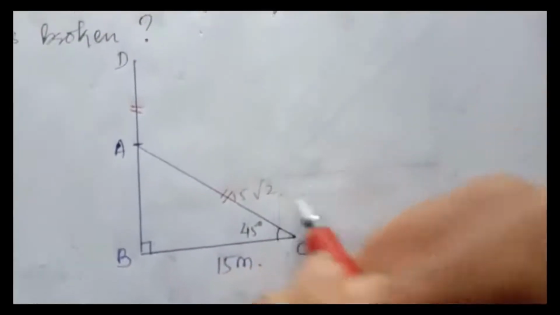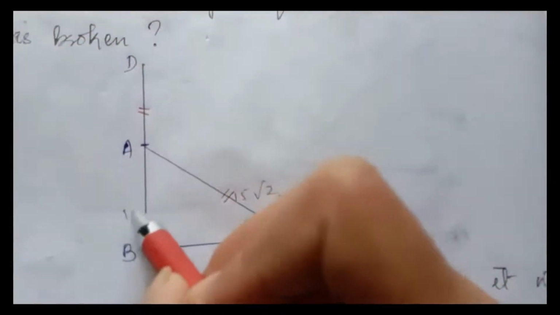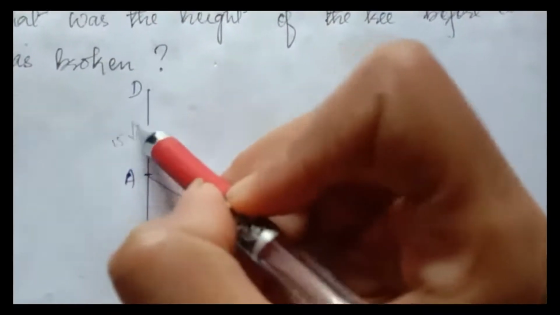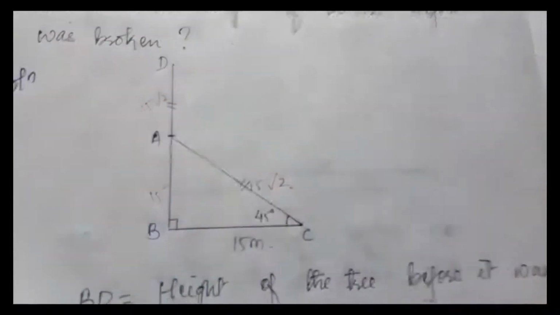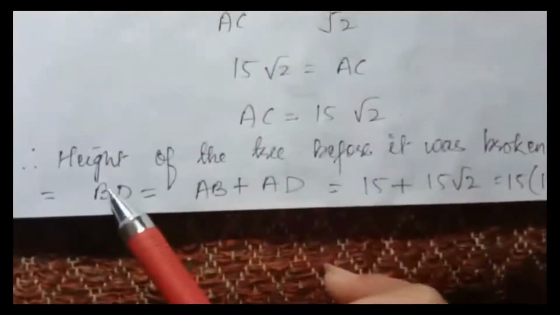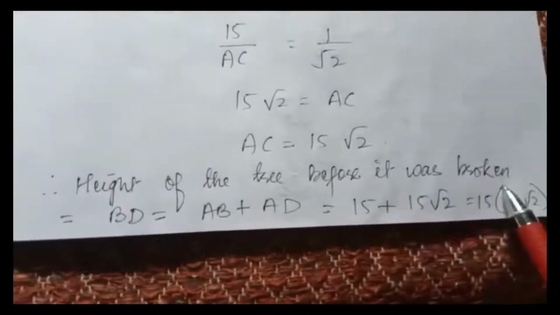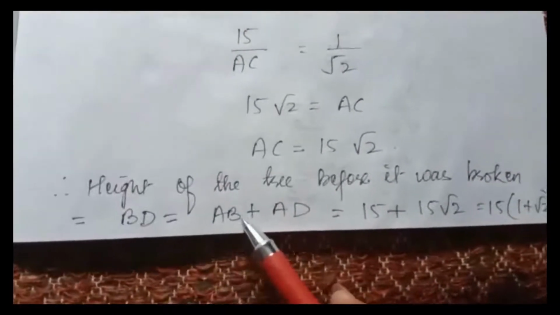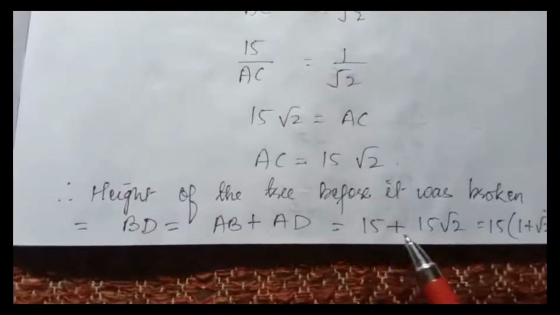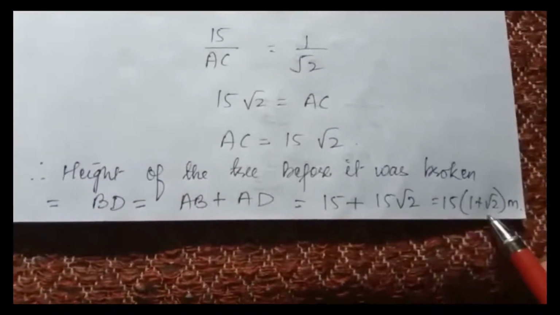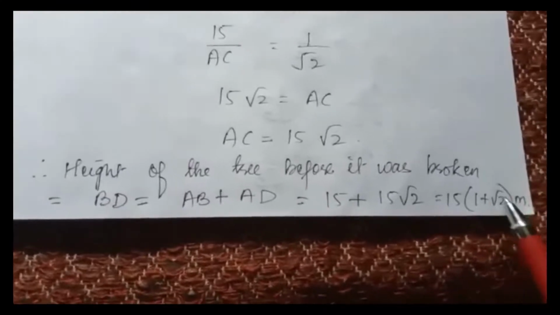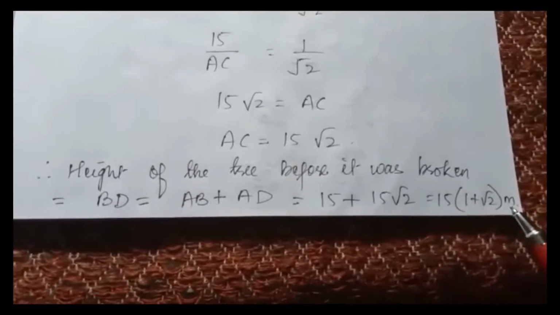Now this is 15 root 2, and this is 15, and this is also 15 root 2 because these two are the same. So the height of the tree before it was broken is BD, and BD is AB plus AD. So 15 plus 15 root 2. You can take out 15 common, and 15 times (1 plus root 2) meters is the height of the tree before it was broken.